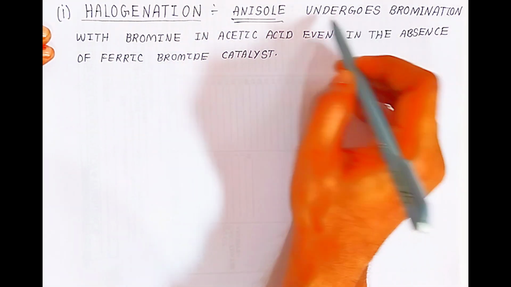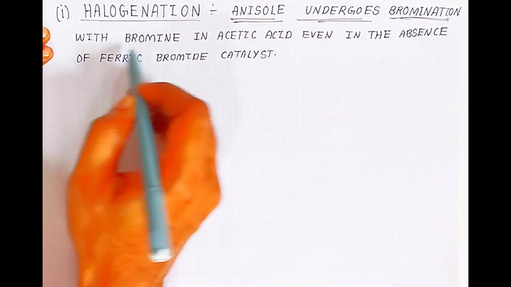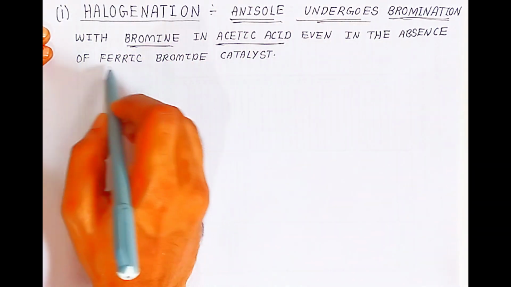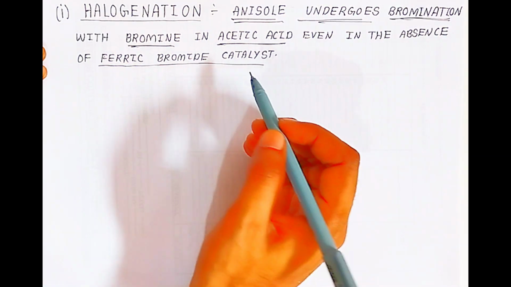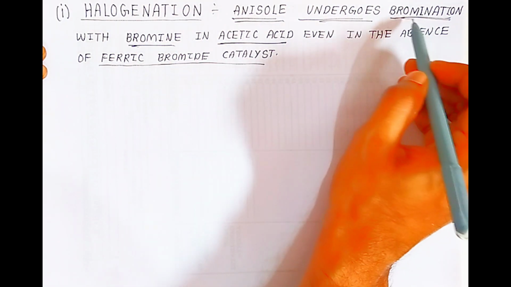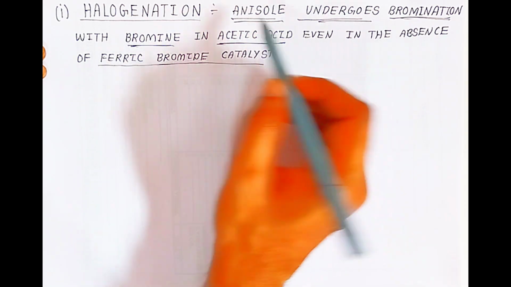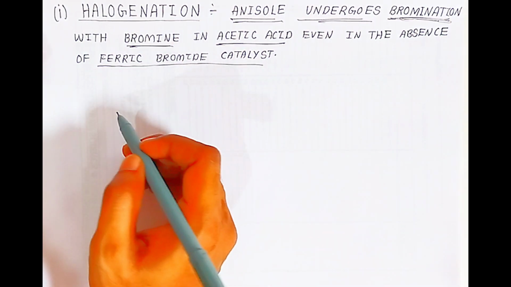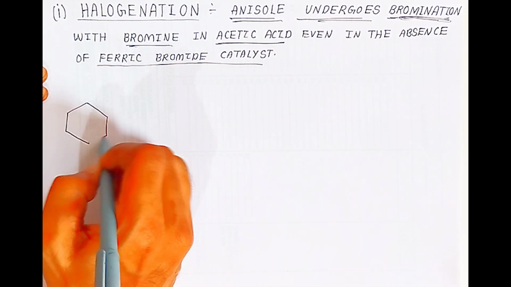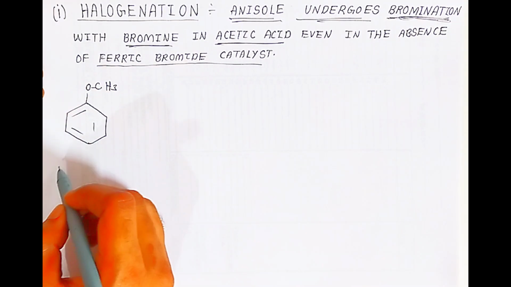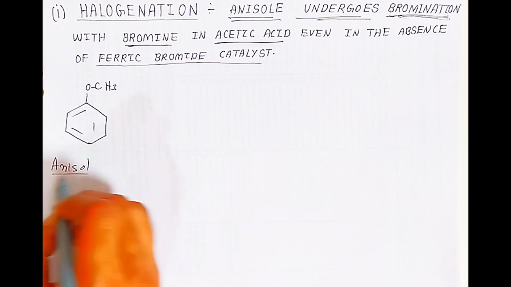Here, students, anisole undergoes bromination with bromine in acetic acid, even in the absence of ferric bromide catalyst. So halogenation will take place here. In halogenation, when a halogen is attached to the anisole, we call it halogenation. Now in halogenation we are going to see bromination. So this is your anisole: oxygen has two valencies, one by methyl, the other by phenyl. This is very important, students. I have taken anisole, an aromatic ether.